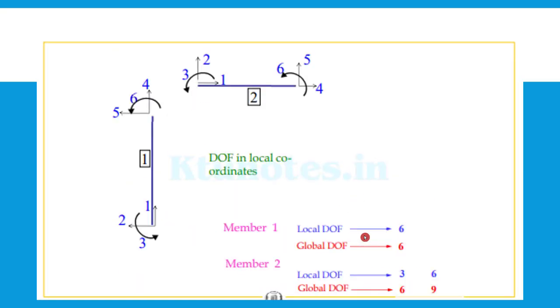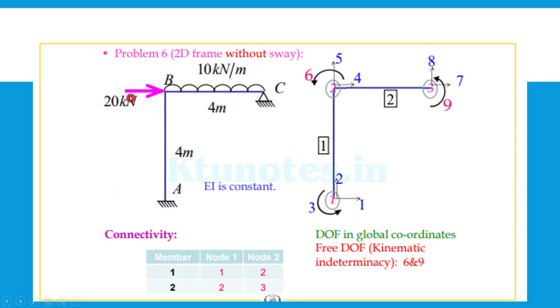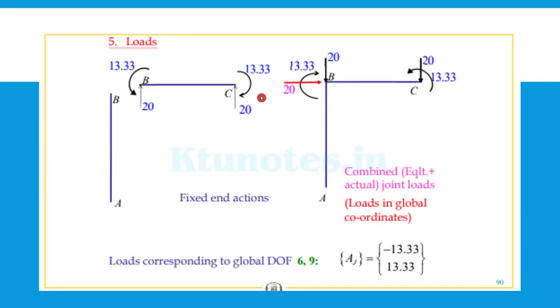Then we have the loads coming as 20. It's still a joint load, so there is no need to convert it into the equivalent joint load method. 10 has to be transformed, and upon transforming, the beam will have the corresponding values, and the equivalent joint loads are marked here, and the 20 is applied as such. So combined loading will be the equivalent joint load plus the actual joint load, and this will be the fixed end action moments. So load corresponding to 6 and 9 will be minus 13.33 being anti-clockwise and 13.33 being clockwise here, fixed end moments.